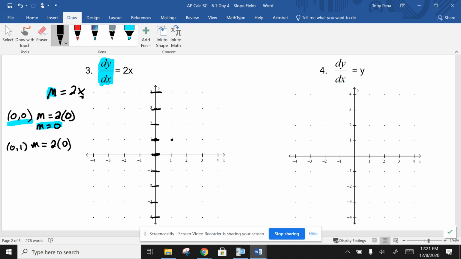Next one I'm going to do, let's say I go over here to this point, 1, 1. I'm going to take that point, 1, 1, and talk about how our slope is always twice the x coordinate. The x coordinate at that point is a 1. So the slope at this point, 1, 1, would have to be a 2. We're not going to measure 2 exactly. There's no way to precisely do that. What we want to do is just draw in a line with a positive slope.